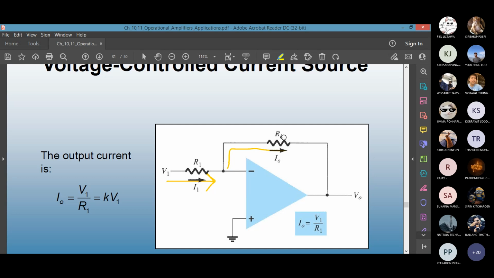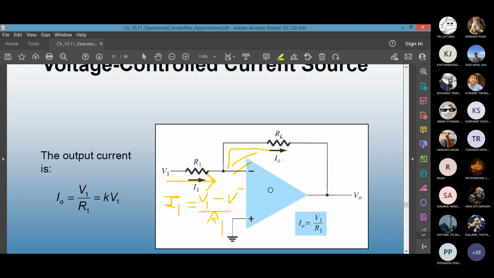This is the load resistor, or maybe you can write RF. I1 equals I out. And then you have V out. What is I out? Okay, what is V1? Can you find the equation of I1 here? I1 equals V1 minus what? This pin. V minus, divided by R1.